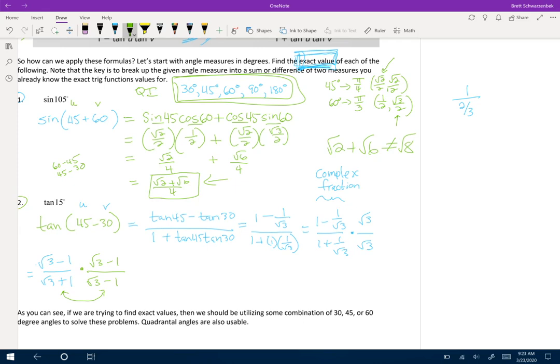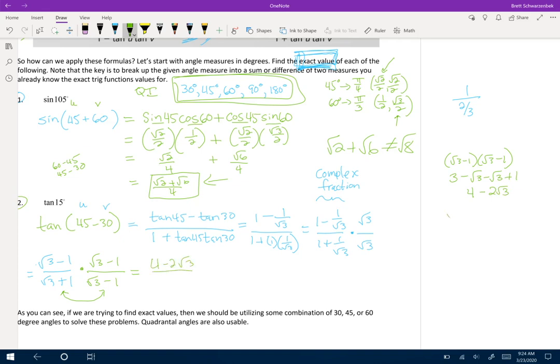So what do we do? We have to multiply this out. So these are scenarios where you have to FOIL. So I'm going to do the math over here. What if I did root 3 minus 1 times root 3 minus 1? I would do root 3 times root 3, which is 3. My inside and outside terms are both root 3, and my last term is 1. If I add 3 and 1, I get 4. And if I combine the like radicals, I get minus 2 root 3. So the numerator of this is 4 minus 2 root 3.